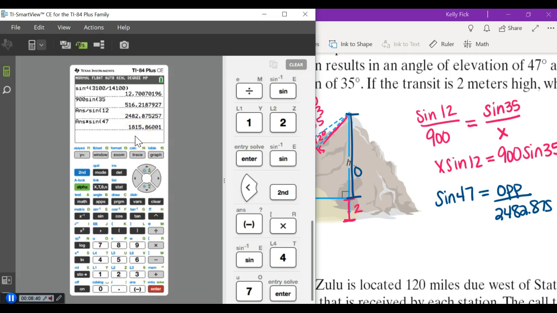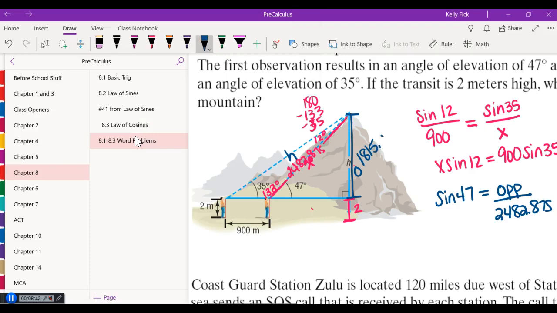That gives me 1,815.9, and then I have to add 2 to it. So 1,817.9 meters is going to be the height of my mountain.